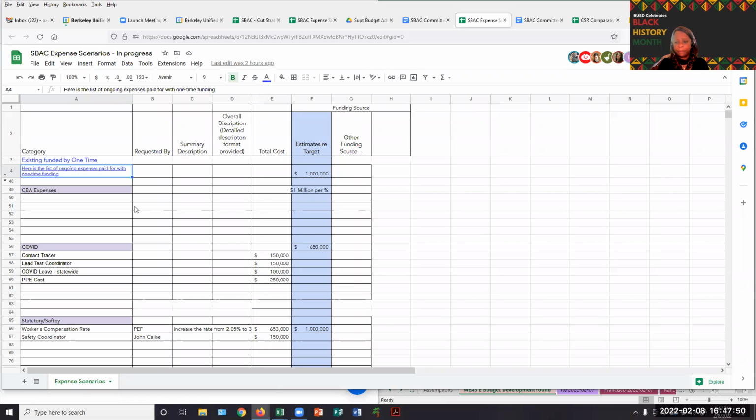We have behind the scenes scored about $900,000, but we're still looking at this list, so this is not final. So we hope to have this ready for you at the next meeting in terms of, is this a good estimate for one-time expenses, or do we think we're going to need to spend more here?